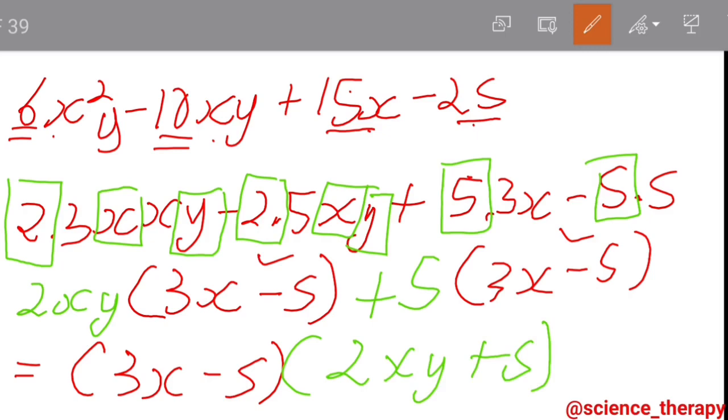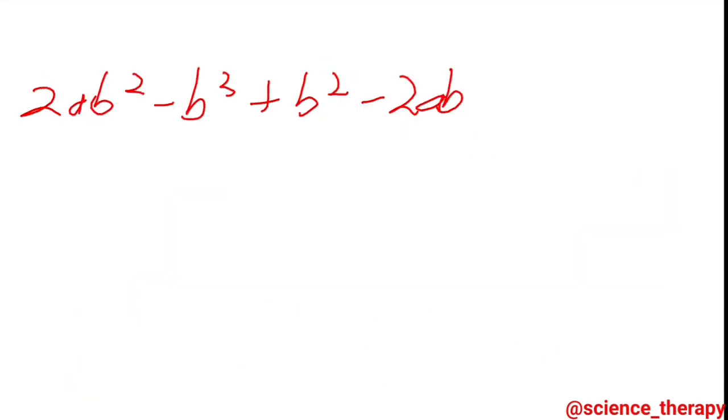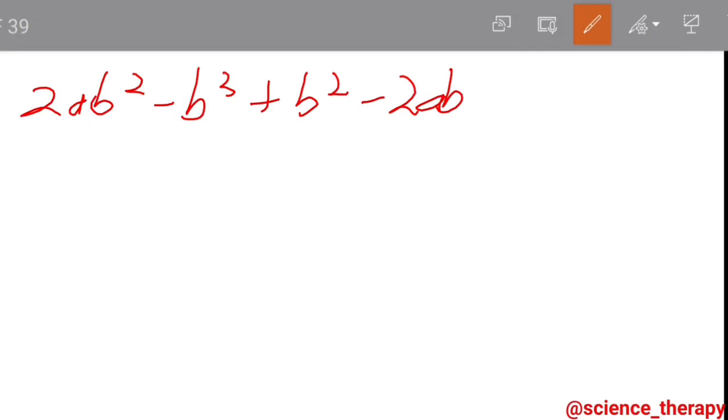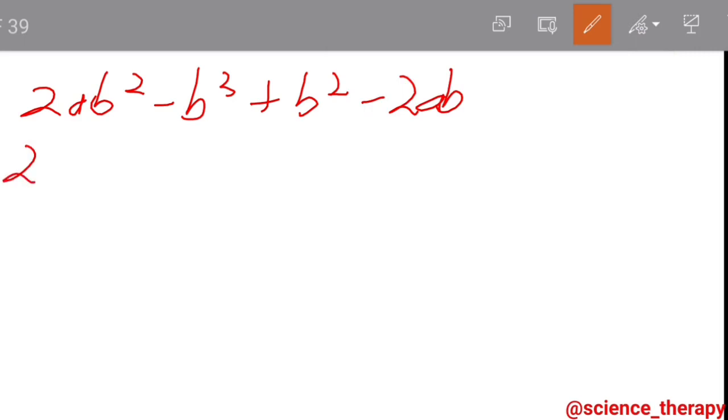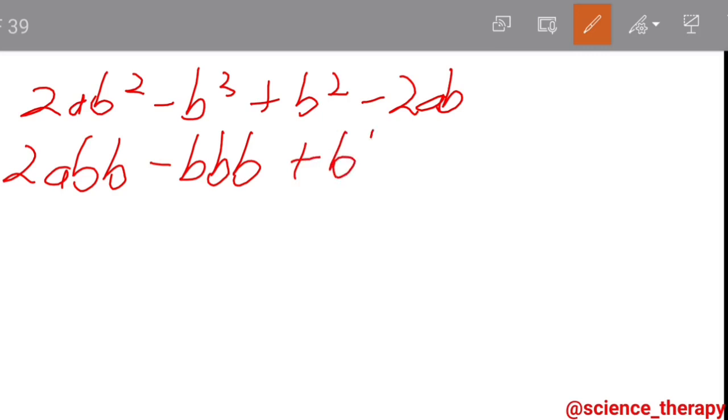Okay, let's look at another one. We know the more we do these questions, the more we'll be able to solve them with ease. So with this one, let's break this down. This is 2ab, because we have b squared, and then this is b cubed. How many b's? 3. And then here this is b squared again, so 2b, and then 2ab, right?